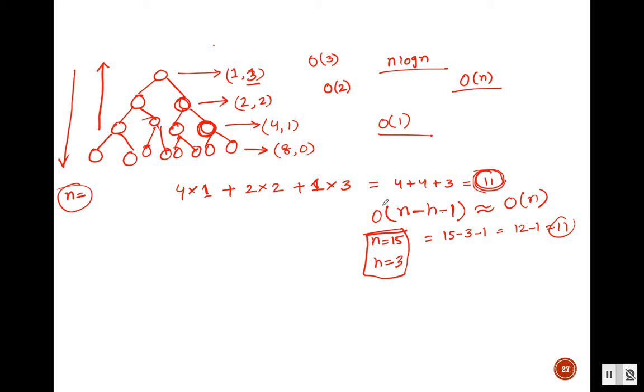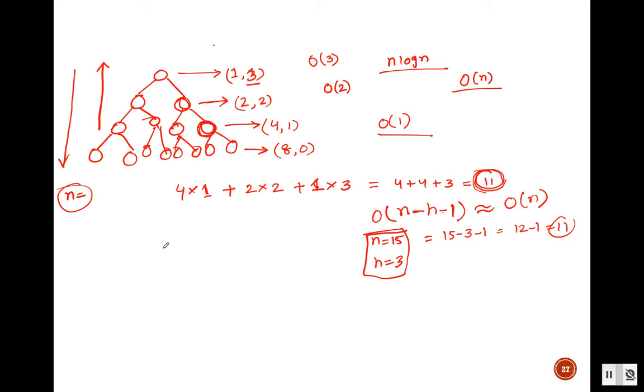Okay, so this is just a general view, a very simple idea of how we can visualize the runtime of a build-heap algorithm for a binary tree, a binary heap. Now we can actually prove the idea that the runtime will always be order of n.